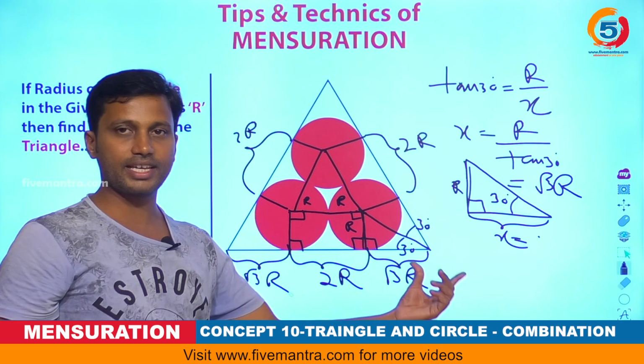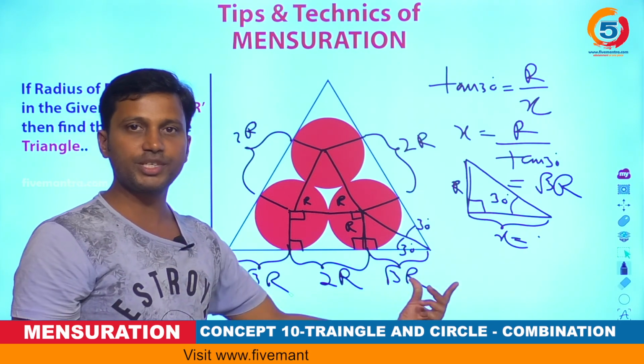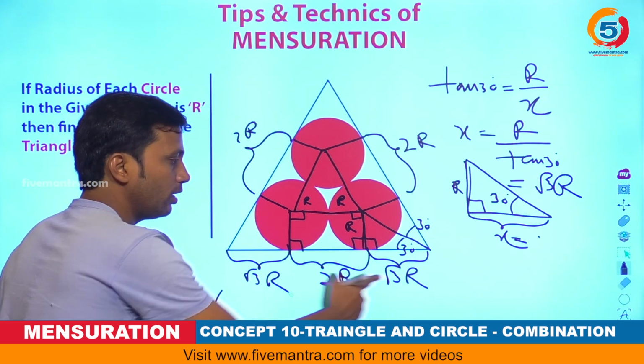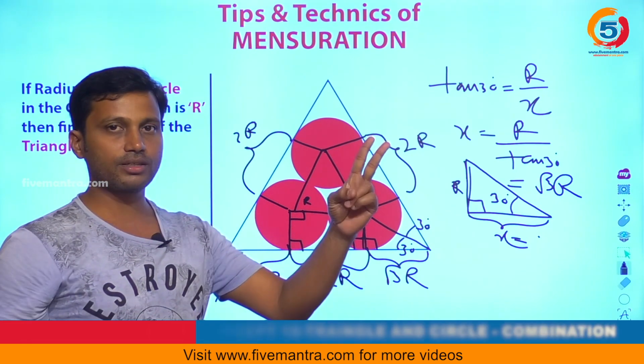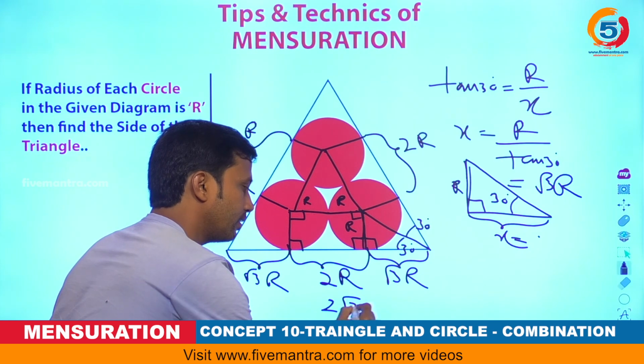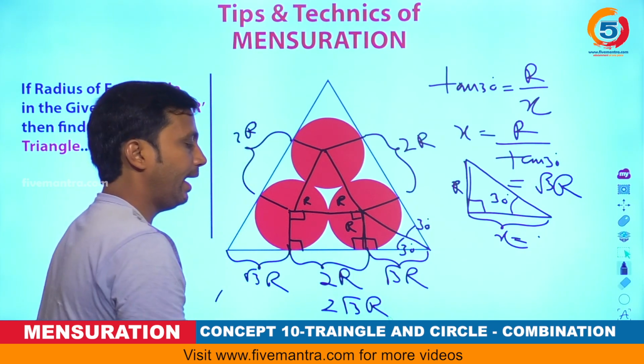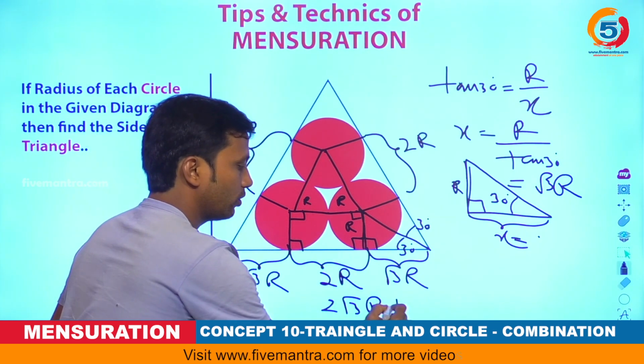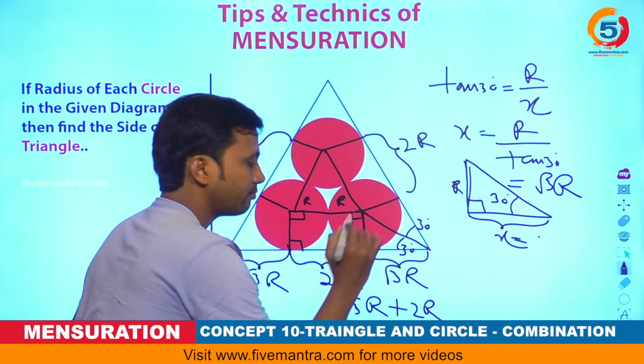So what is the total length then? Sum of all these segments or not? Sum of all these segments would be how much? 2 root 3 r and root 3 r. How many times did we get it? 2. So it would be 2 root 3 r and 1 2 r. So that is our total length.